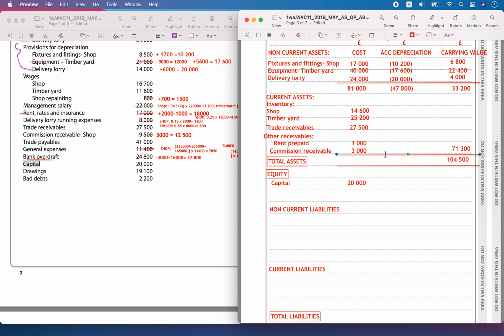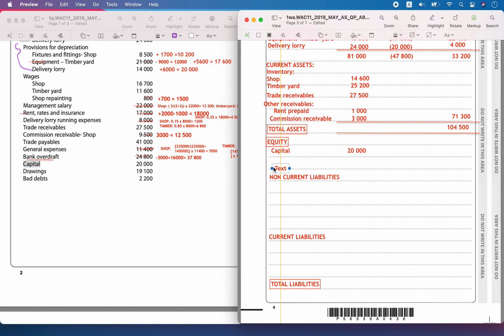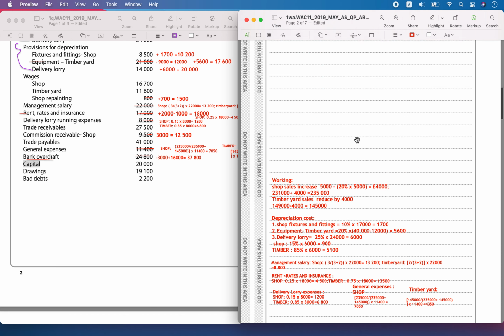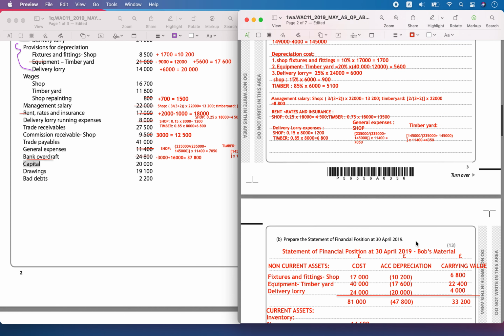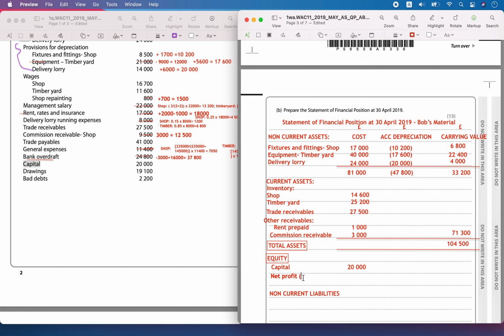So let's calculate the net profit. Here we had two of them. One was 41,800 and the other one is at a loss of 19,000. So the net profit we can find: 41,800 minus 19,000. That is going to be your net profit for both the departments put together, which is equal to 22,800.